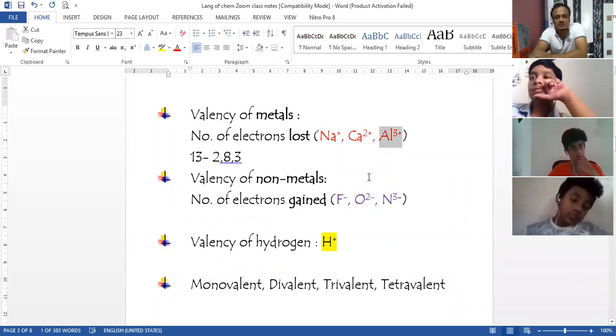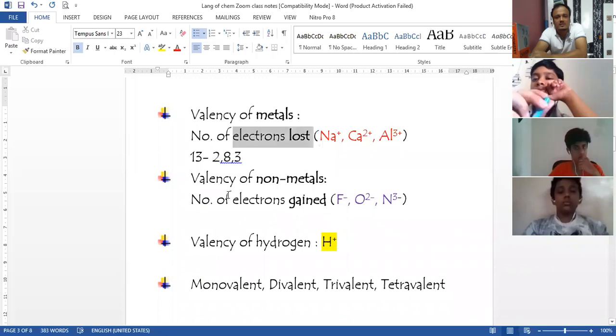Okay, I hope you understood how we are doing valency of metals, right? Then we have valency of non-metals. So non-metal is exactly opposite of that of metal. In metals, it was losing electrons, and in non-metals, it will be gaining of electrons.